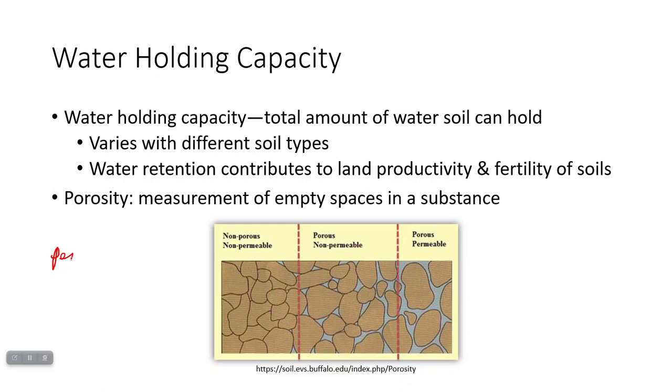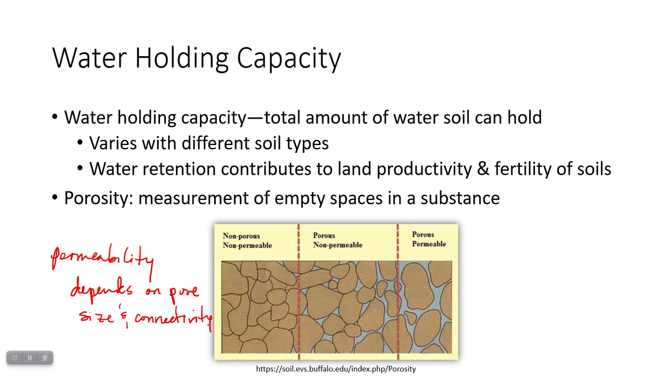There is also permeability, which is whether stuff can pass through a substance, in this case, whether water can pass through soil. It depends on the sizes of the pores. So let's write: depends on pore size and whether they're connected. So we'll say connectivity.